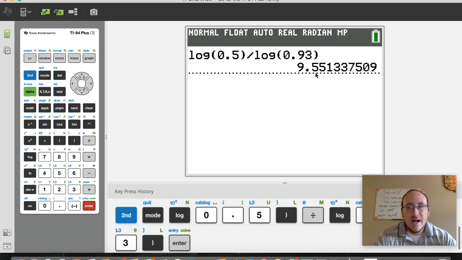So just a little more than 9.5 years until this population of trees from 1,200,000 is down to 600,000.